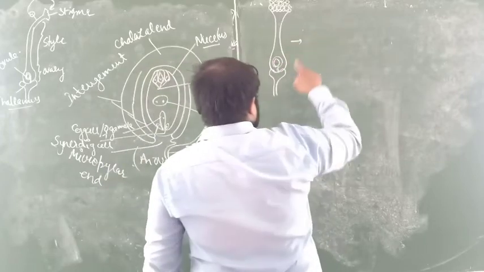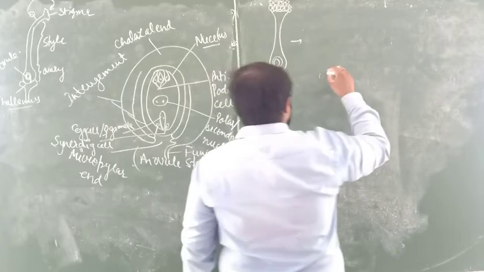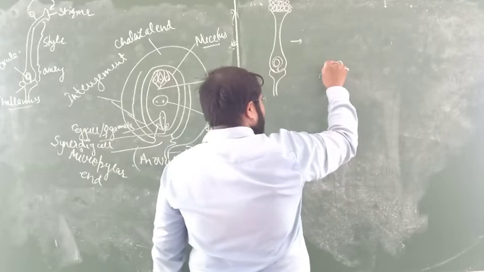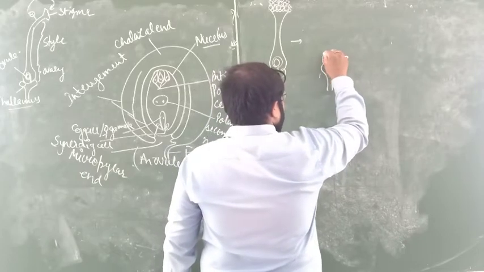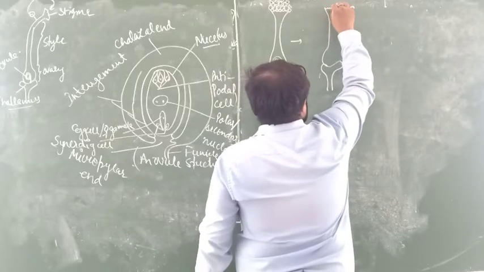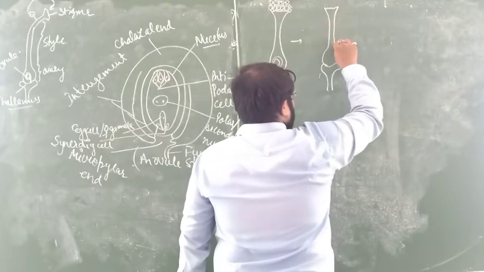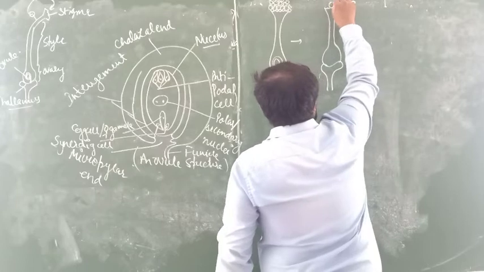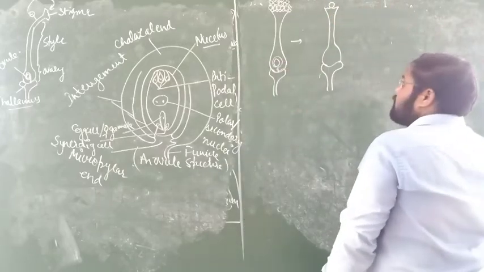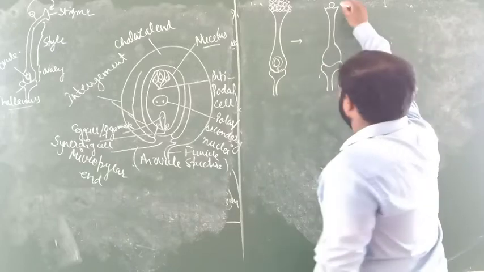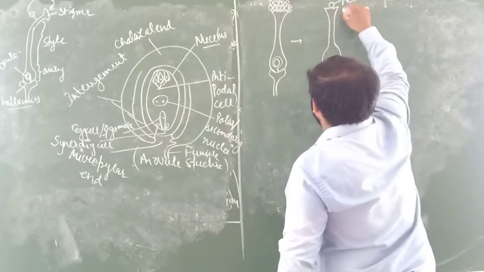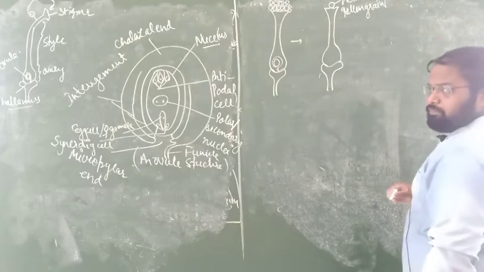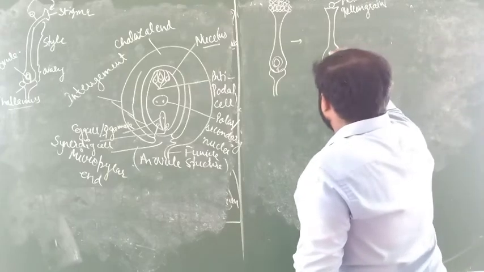The diagram is very important. Listen very clearly, the diagram is very important because in so many examinations it will be asked. Suppose this is the diagram. One pollen grain is active. Active pollen grain.